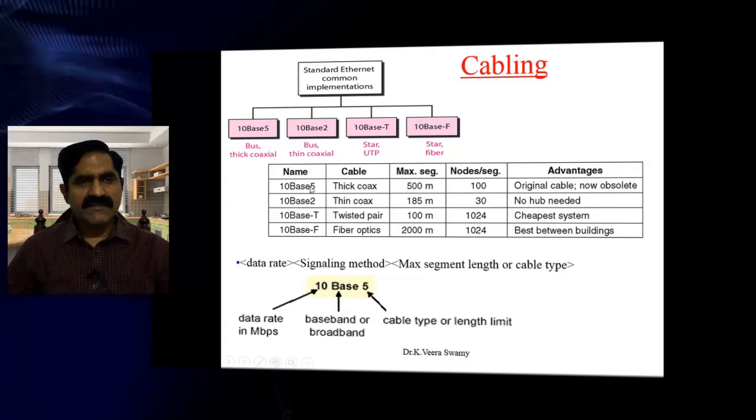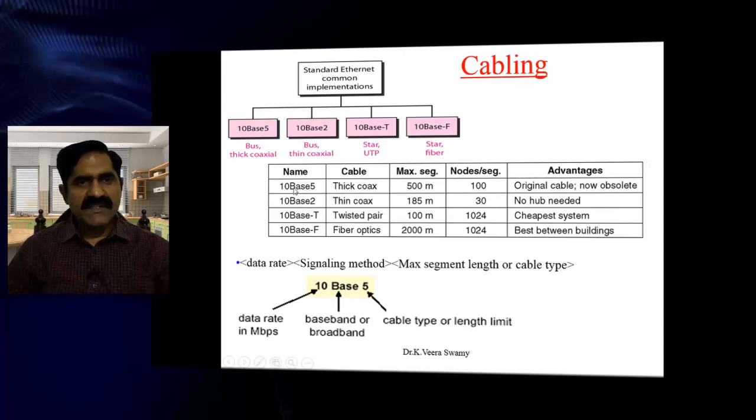Here, in 10 Base 5, this 10 indicates the data rate, nothing but 10 Mbps. Base indicates baseband communication. This 5 indicates the length of that segment, the maximum segment possibility. So this 5 indicates 500 meters. That is the meaning of 10 Base 5: 10 indicates 10 Mbps, base indicates baseband communication, and 5 indicates 500 meters is the maximum segment possible.